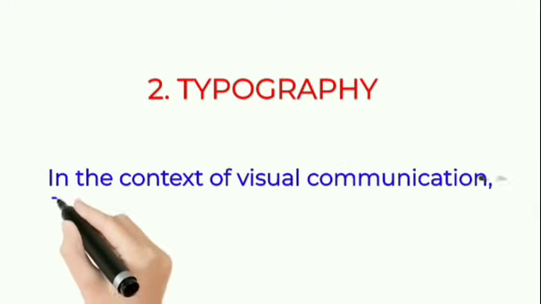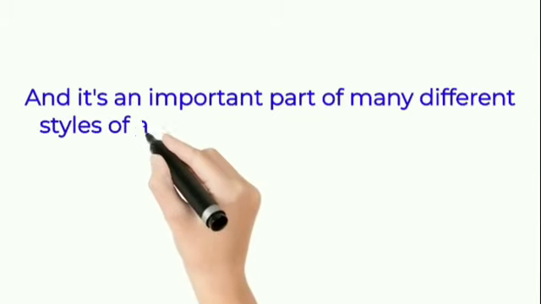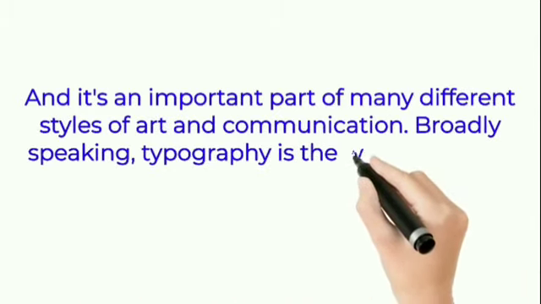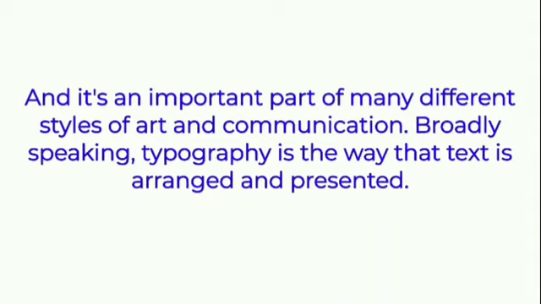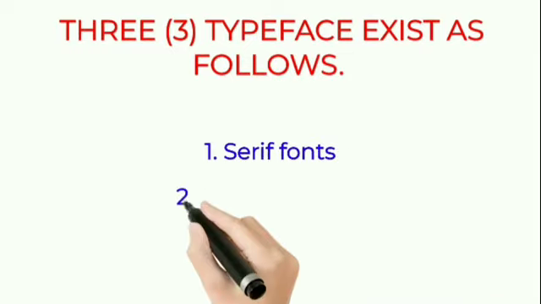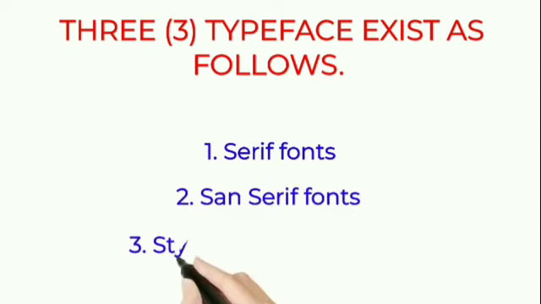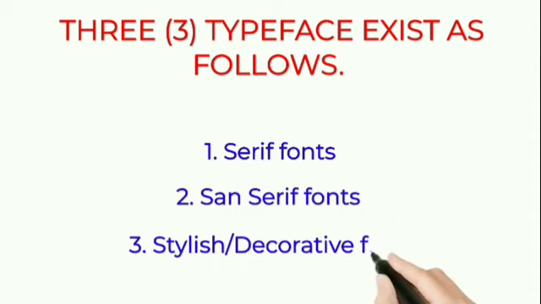Two. Typography. In the context of visual communication, typography is the arrangement of text. And it's an important part of many different styles of art and communication. Broadly speaking, typography is the way the text is arranged and presented. Three typefaces exist as follows. 1. Serif fonts. 2. Sans serif fonts. 3. Decorative or stylish fonts.